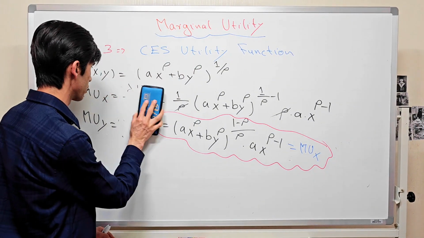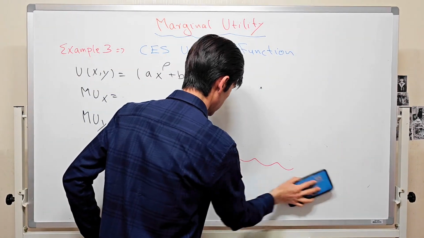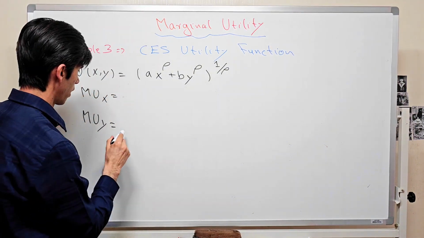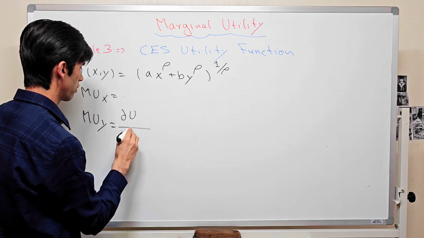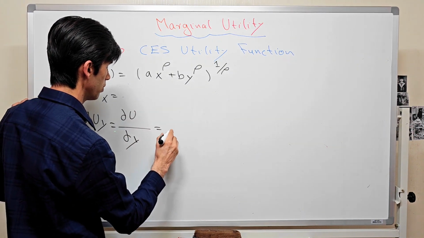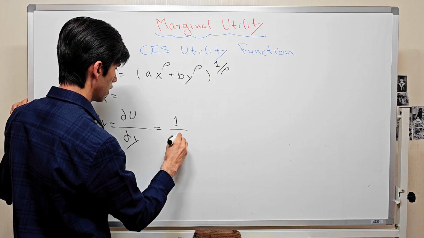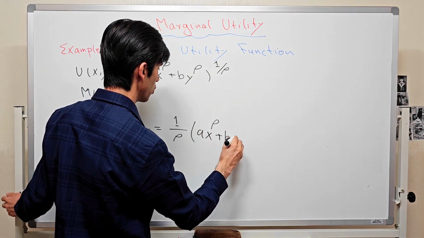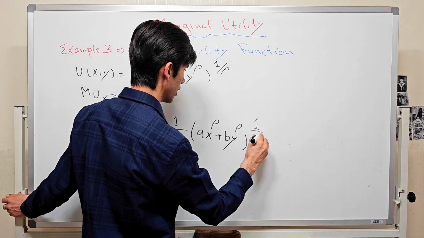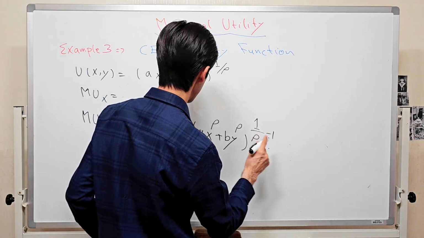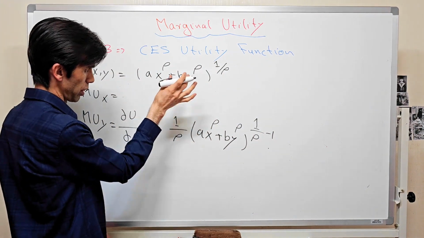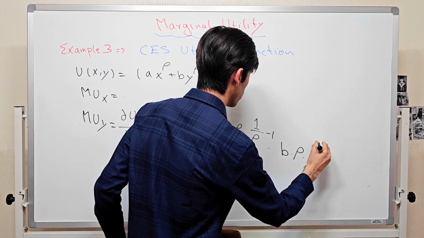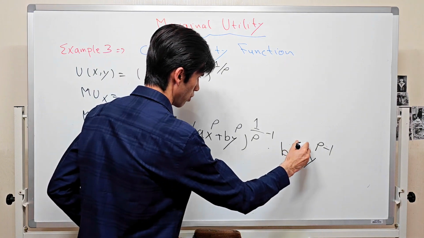So let me clean this part. Then the marginal utility of y is equal to, this time, the partial derivative of utility with respect to y, and is equal to 1 over rho multiplied by (ax^rho + by^rho) to the power of 1 over rho minus 1, multiplied by, this time we are going to take the derivative of inside with respect to y, which is b multiplied by rho y^(rho minus 1). Again, this rho with this rho will cancel out.